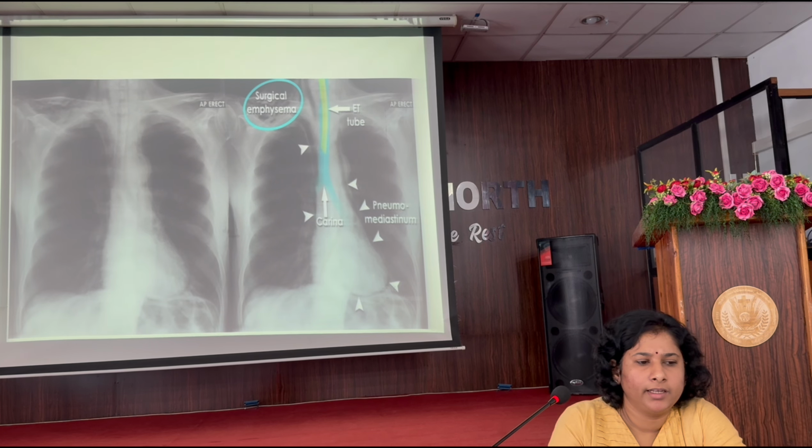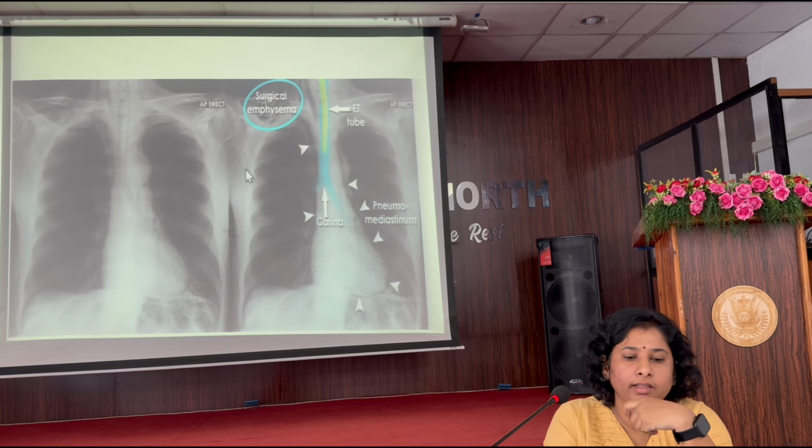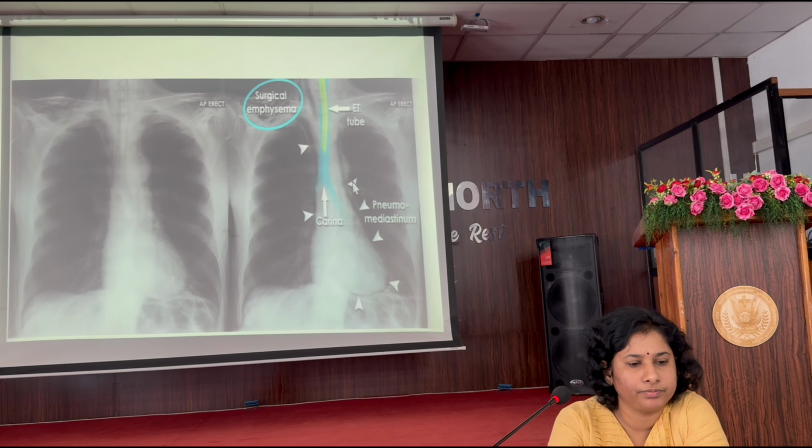Again, a patient with surgical emphysema, polytrauma, on an ET tube, and there is an ET tube leakage, or during the insertion of the ET tube, there is trauma to the trachea, which leads to surgical emphysema, and you can see the air along the heart, right? That is called pneumomediastinum. So this is secondary or iatrogenic surgical emphysema and pneumomediastinum.